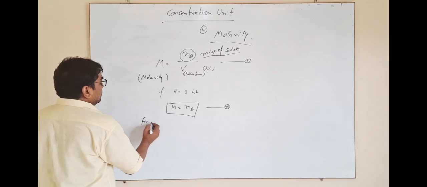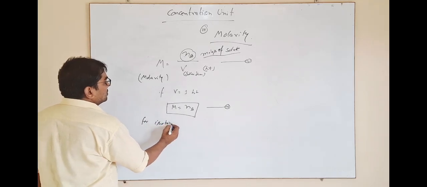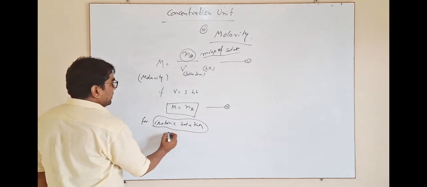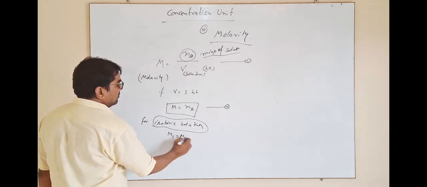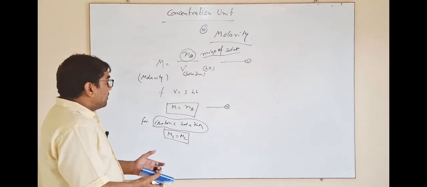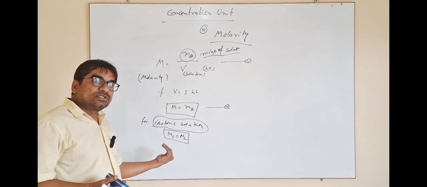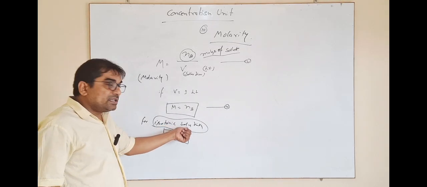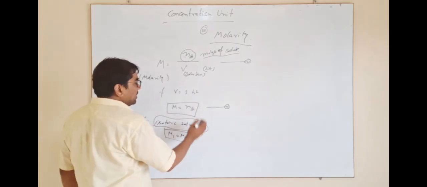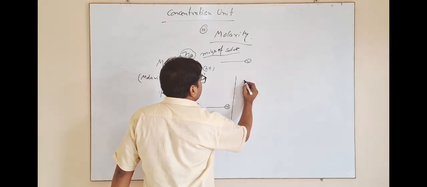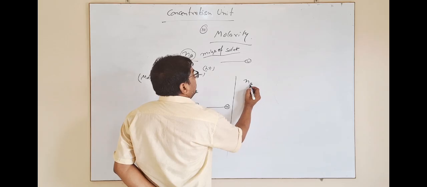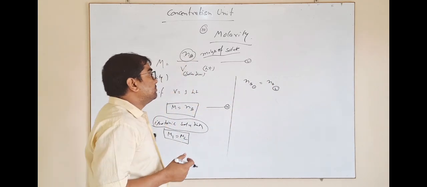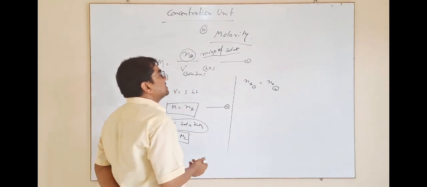Therefore, for isotonic solution, what is an isotonic solution? When the concentration of one is equal to the concentration of another. When the molarity of one solution is equal to the molarity of another solution, it is called an isotonic solution, M1 equal to M2. Therefore, we can note down nB1 equal to nB2. In both cases, the number of moles of solute will be the same.